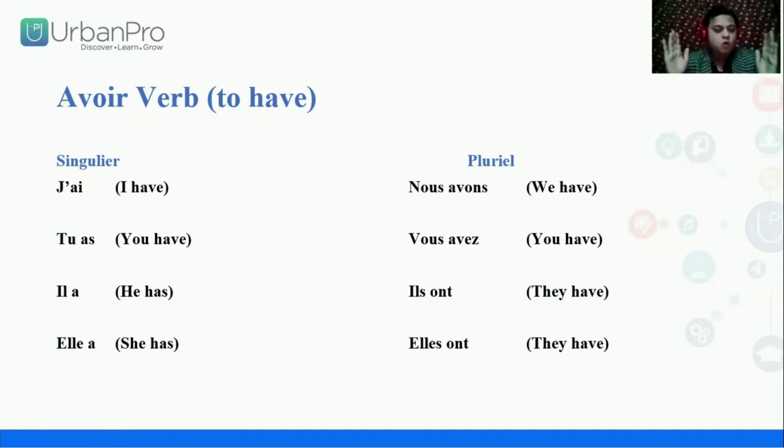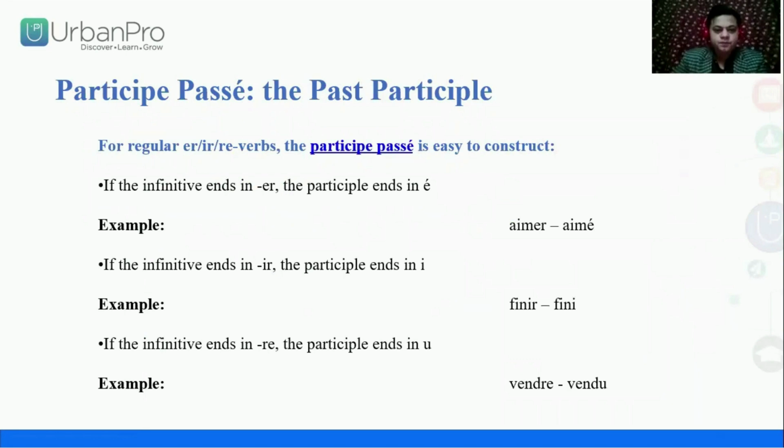So once we learn the avoir verb, 50% of the work has been done with passé composé, because we need two things. One is avoir conjugation, another one is PPF. So we have done with the avoir verb. Please learn this and go to the next slide.